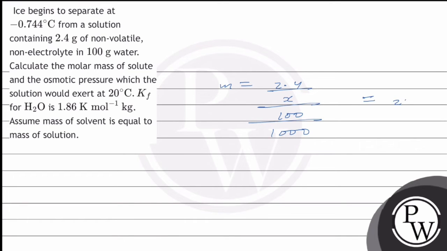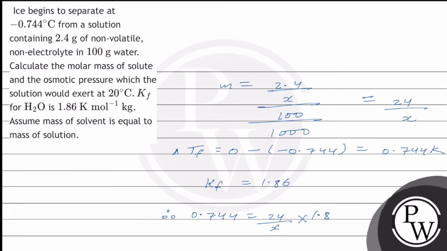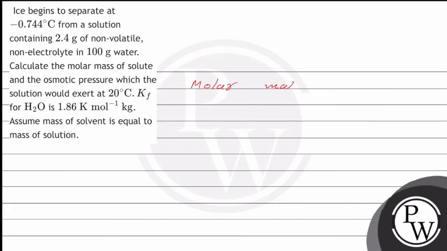After that we will get 24 upon X. So delta Tf equal to 0 minus minus 0.744, equal to 0.744. So Kf equal to 1.86. Therefore 0.744 equal to 24 upon X into 1.86. This implies X equal to 60. So molar mass of the electrolyte is 60 gram per mole.